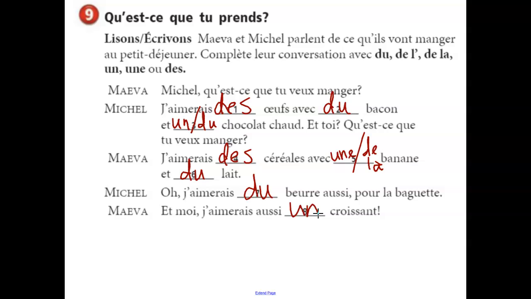Okay. So first we have to make sure that we understand gender. Is this word masculine or feminine? But then we also have to look at quantity. Is this something that we have exactly one of, like one banana or one croissant? Is it something that's plural, like eggs or cereal? Or is it something that we would say some of, like some bacon, some milk, some butter? So you have to think about all of those things to choose the right word to use here.